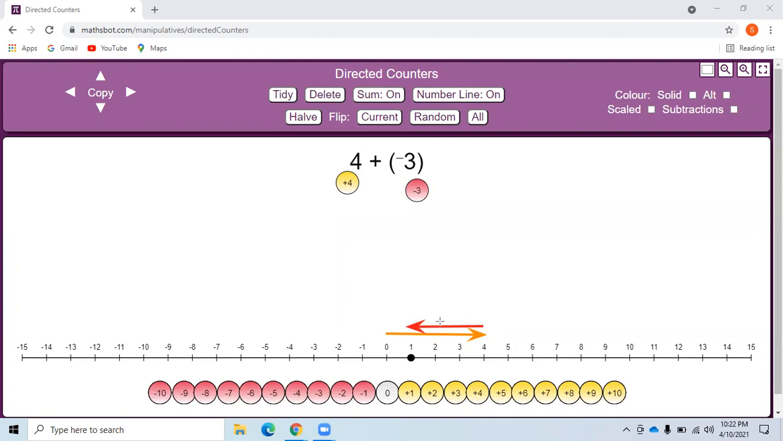Again, the signs are different. The longer arrow cancels out the smaller arrow, and we're left with the difference in the longer arrow's direction. So 4 plus -3 is equal to +1. And the area where we have the double line is all zeroed out.